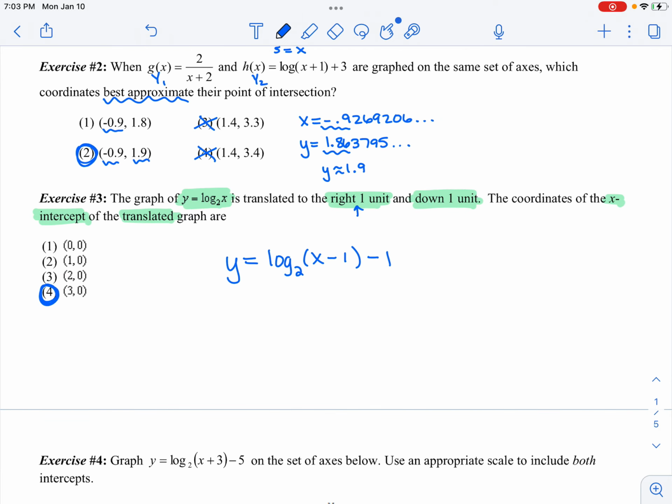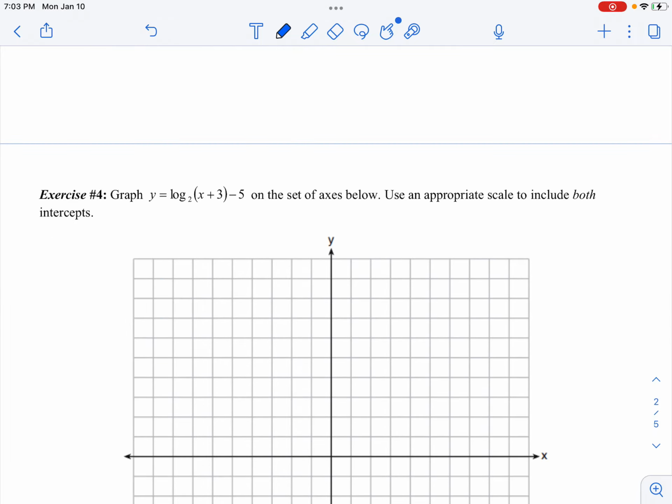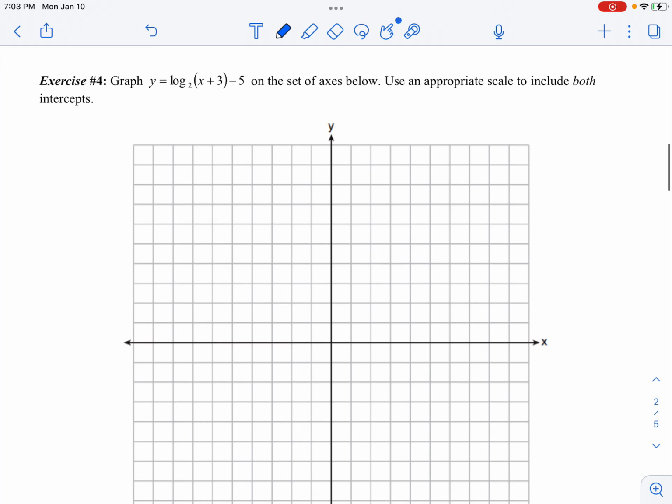Okay, and the last question we're going to tackle today in our notes is number 4. We're going to graph our own log graph. And this part here, they give us a function, log base 2 of x plus 3 minus 5. So there are some transformations happening on the parent function of the logarithm. And it says to use an appropriate scale to include both intercepts, meaning x and y.